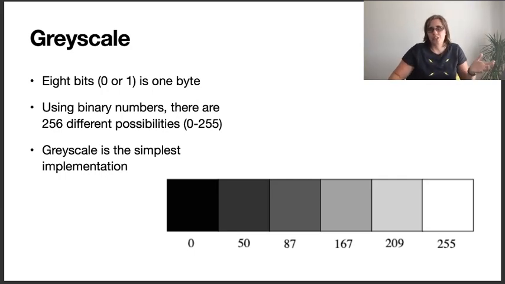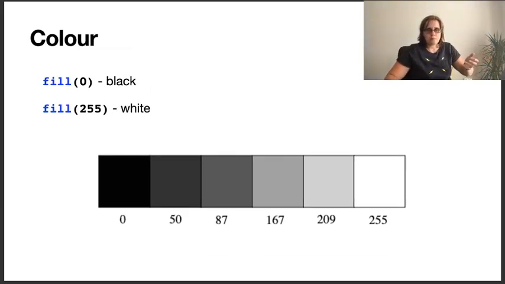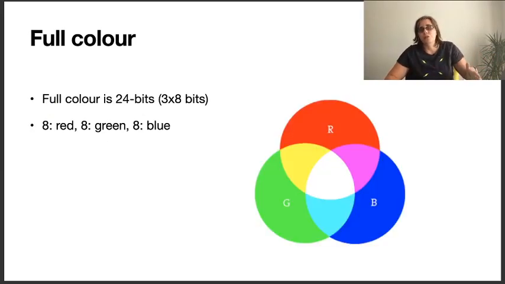But the world is not grayscale, right? So that's just how you would write it: fill 0, fill 255. The world isn't grayscale. The world is full of colour.